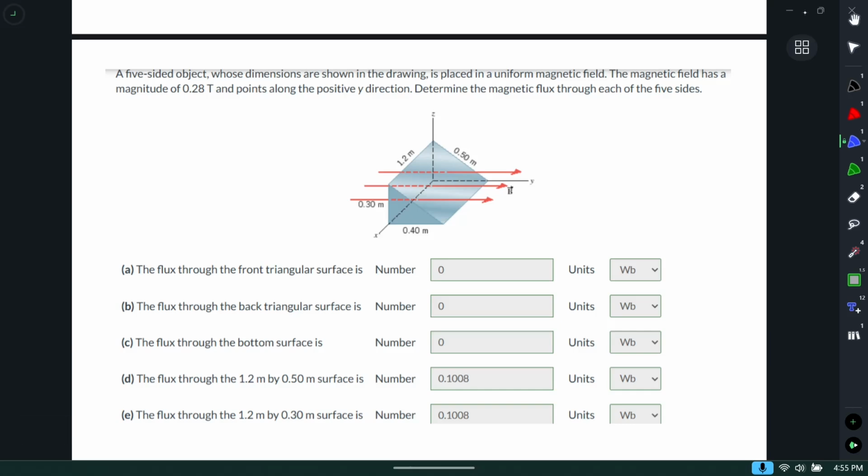For this one, it's mostly just knowing what flux is. So you could think of flux in terms of that equation, but if you know what that equation is counting, this problem becomes a lot easier. What we designed this equation to count is the number of field lines through a surface. And if I look at it that way, I don't even really need to do any math for most of these parts.